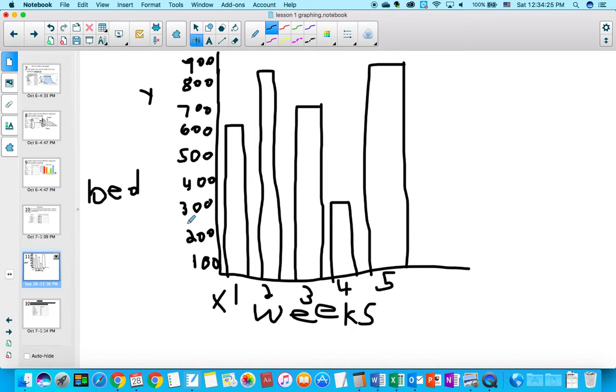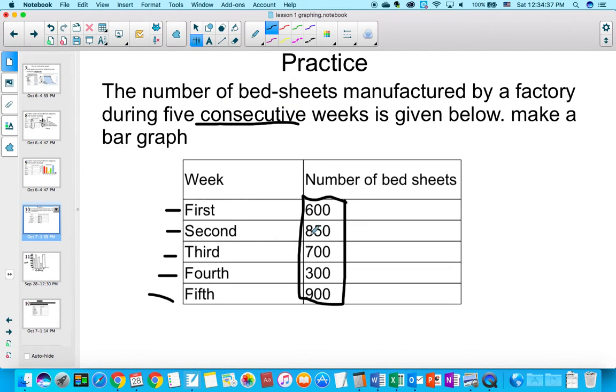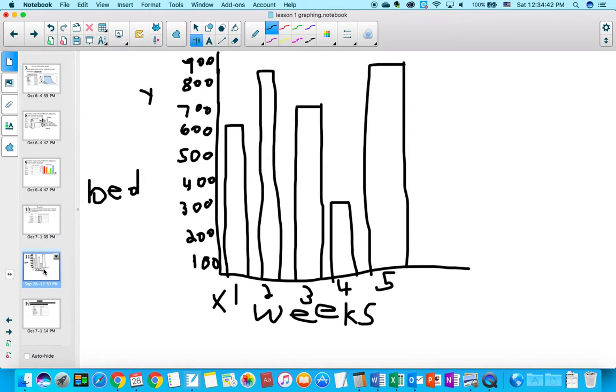The y-axis, you go up by a certain amount, and there's no real rule for how much you go up by. This time I went up by hundreds, right? 100, 200, 300, 400, 500. If this was, let's say, 60, 80, 70, 30, 90, I might go up by tens instead. So you pick a value you want to go up by that would fit all the data on the graph.